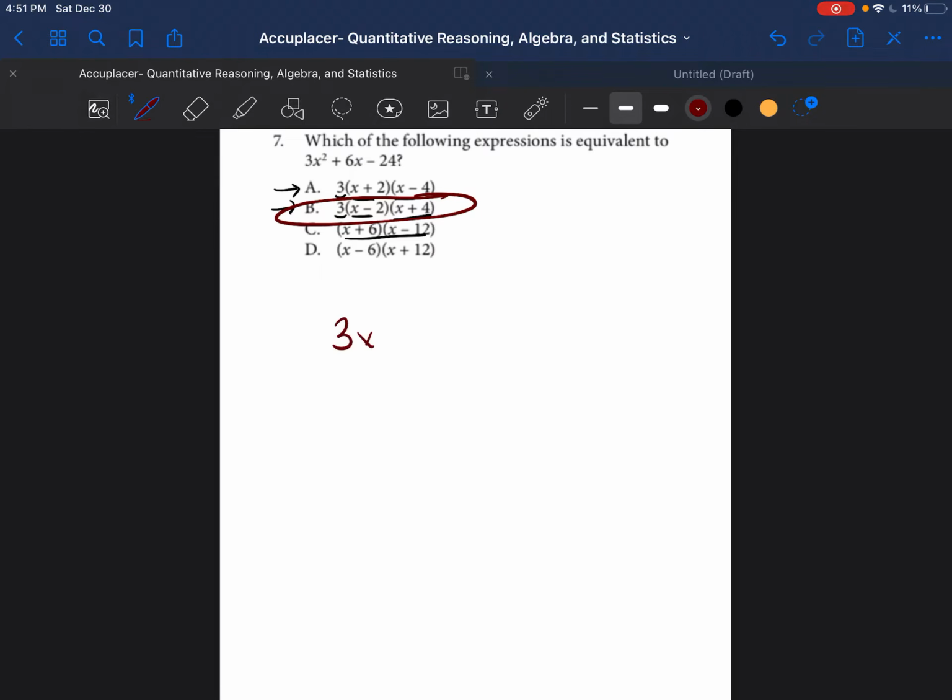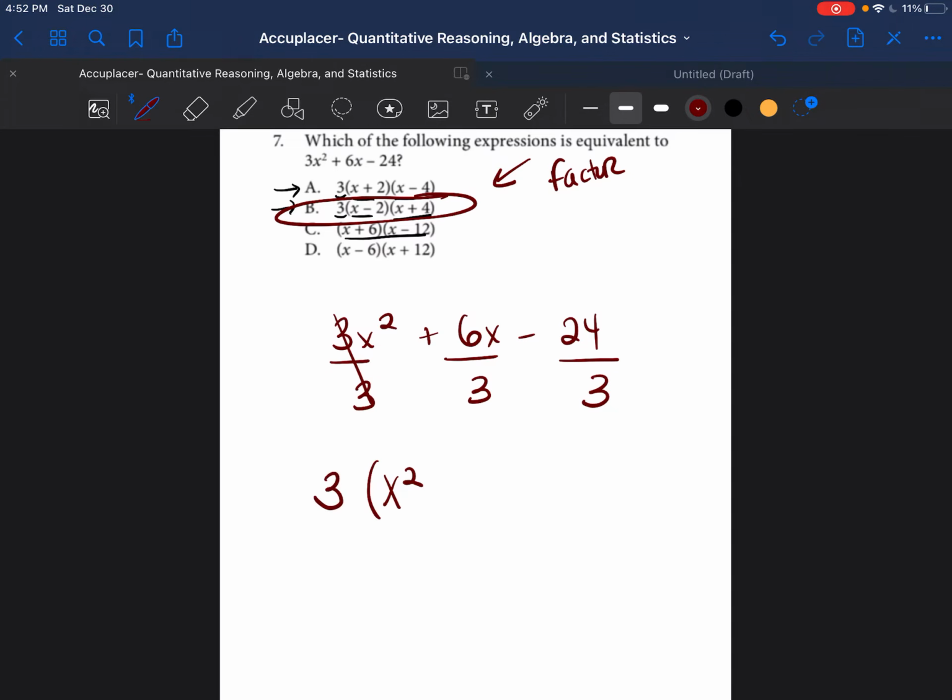So it's going to be 3x squared plus 6x minus 24. I see by my answer choices that I have to factor this trinomial. So I'm going to factor it. The greatest common factor of these 3 is the number 3. So I'm going to divide each part by 3. 3x squared divided by 3, the 3's cancel each other out, and then I'm left with x squared. Put the 3 on the outside because that's the number that I factored. And then 6 divided by 3 is 2. Bring down the x. And negative 24 divided by 3 is negative 8.